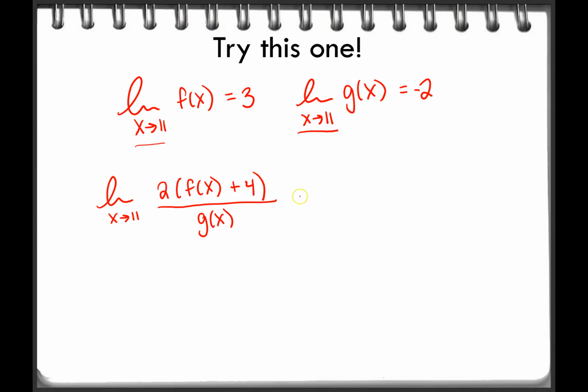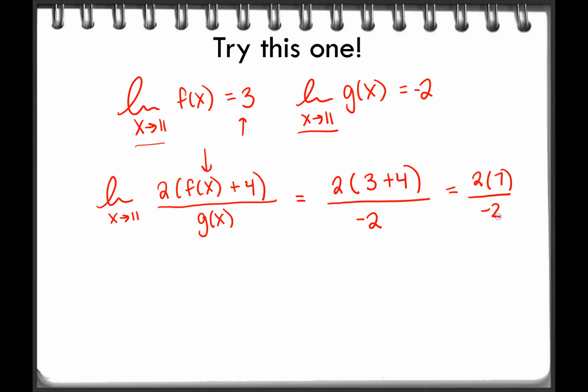So what we have here is a simple plug-in problem. So we're going to have 2 times, instead of f of x here, we'll put the limit there, which is 3, then plus 4, all over my g of x, which is negative 2. So this is going to be 2 times 7 over negative 2. That's going to be equal to 14 over negative 2, which is equal to negative 7. You're basically just following the order of operations.